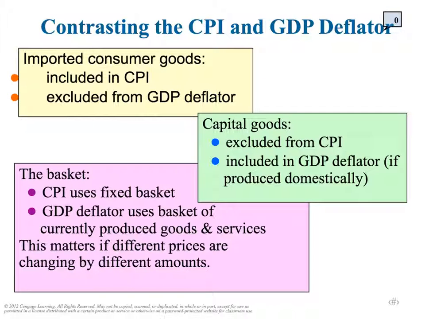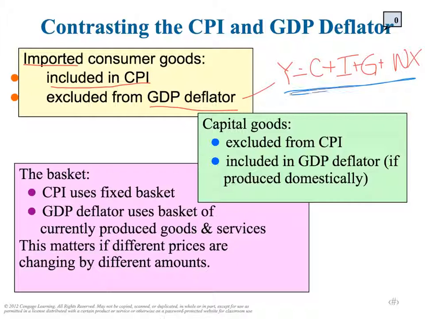So one thing that's important is that in the Consumer Price Index, we include imports. So this is an important one. We're going to include imports in the Consumer Price Index. But remember, because the GDP deflator is based on GDP, then it's excluded from the GDP deflator. If you think about what is in GDP or refer back to the formula for GDP, these things kind of make sense, why the CPI and GDP deflator are different.